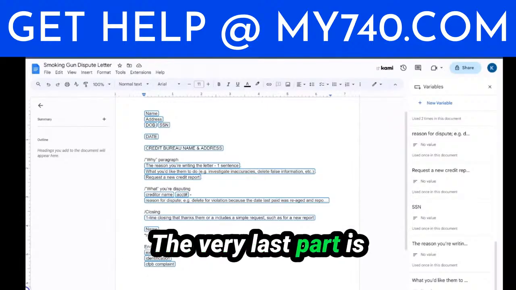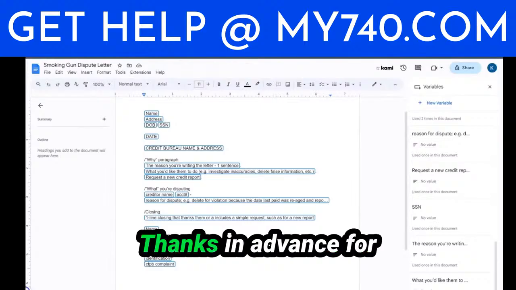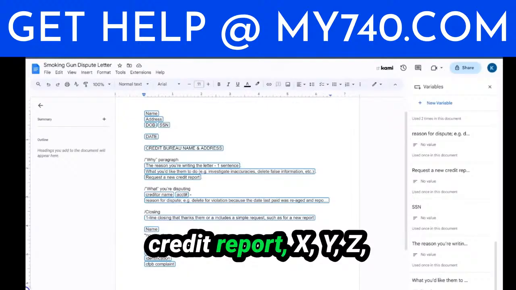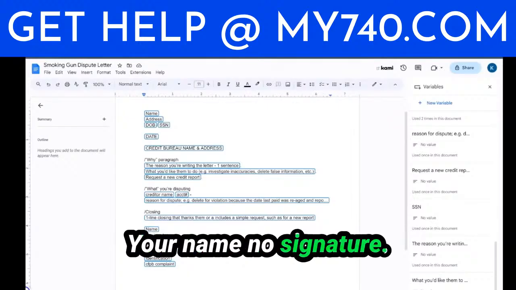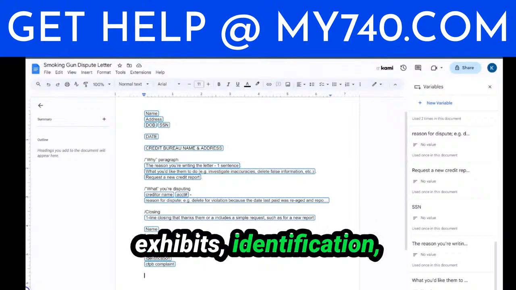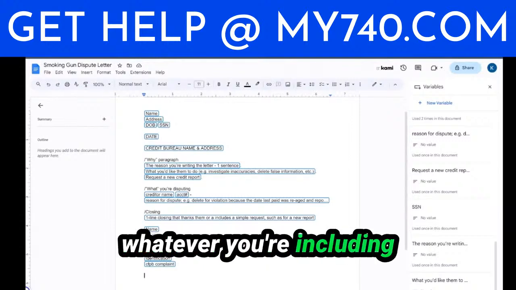The very last part is your 1-line closing. Thanks in advance for your expedited resolution. Please send me a new credit report, XYZ. Your name, no signature. 1 optional part enclosed, exhibits or identification, CFPB complaint, whatever you're including, okay?